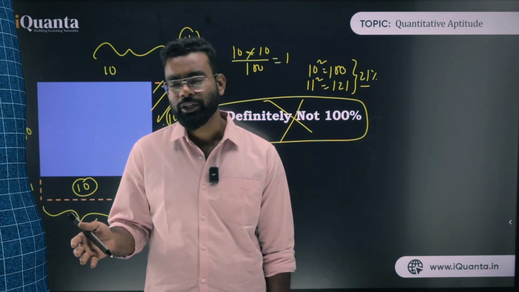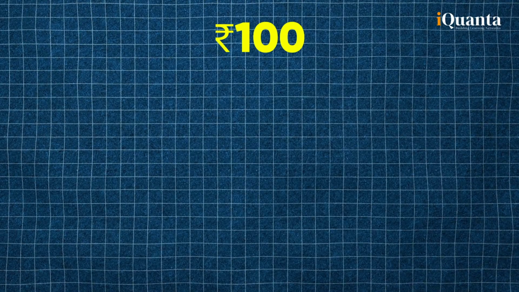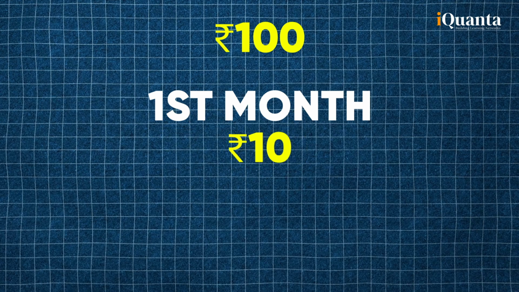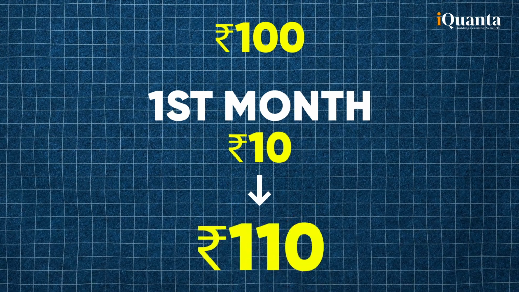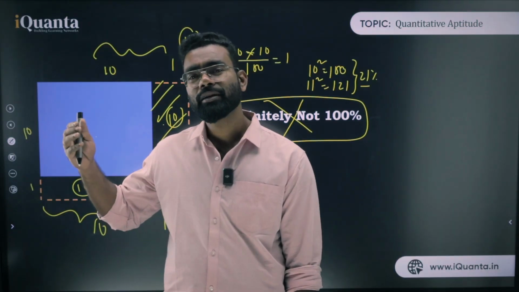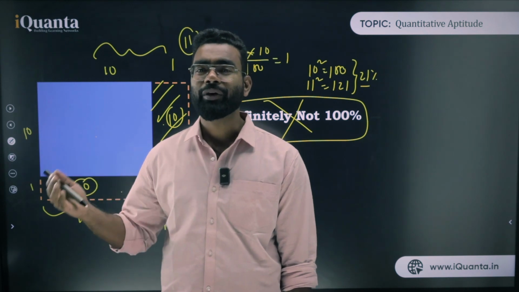You can see that on the screen also. Initially, let's say you have 100 rupees. In the first month, you got 10 rupees, so it has become 110. In the next month, it has become 110 plus 20% of 110. So what is 20% of 110?